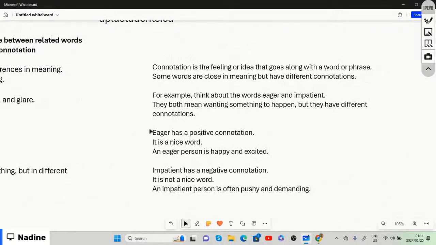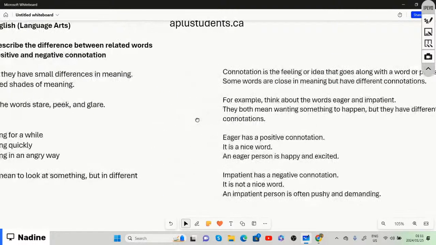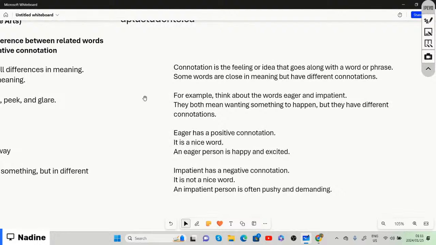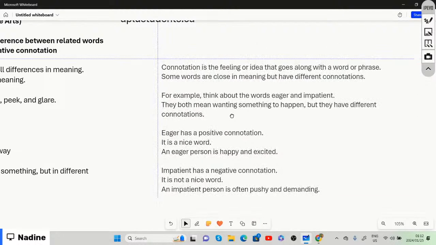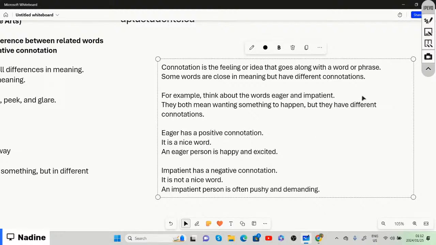All right. And then when it comes to connotation, right? You get positive connotation and you get negative connotation. Connotation is the feeling or idea that goes along with the word or phrase, right? So whether it is in a positive way or in a negative way. And some of the words are close in meaning, but they have different connotations.